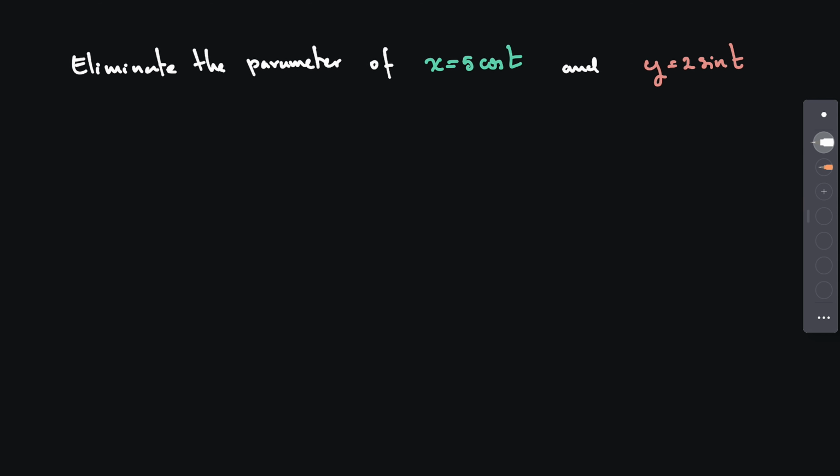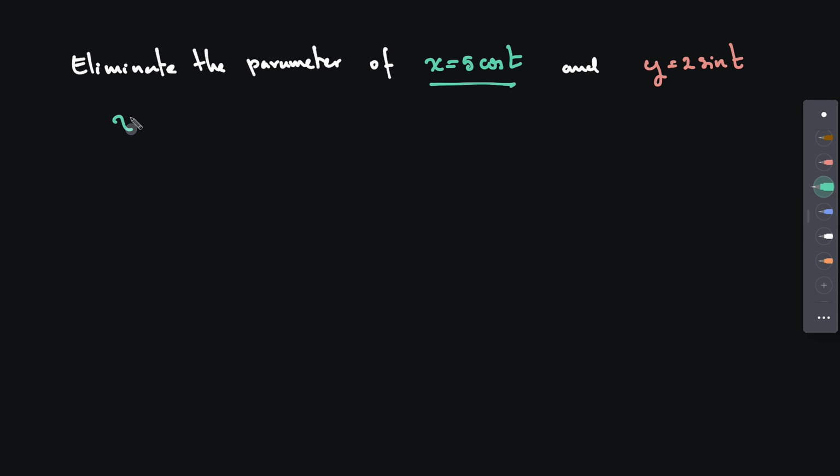So we have this, eliminate the parameter of x equal 5 cosine of t and y equal to 2 sine of t. Remember that we are going to isolate t, but in this case, if you isolate t, you end up with cosine inverse of something. And in this case, if you isolate t, you get sine inverse of something. So in this type of parametric equation, when we deal with trigonometric functions, we're going to isolate each function. So let's start with this one.